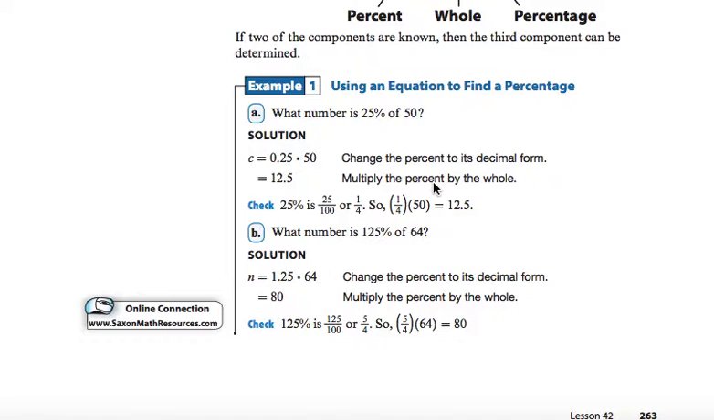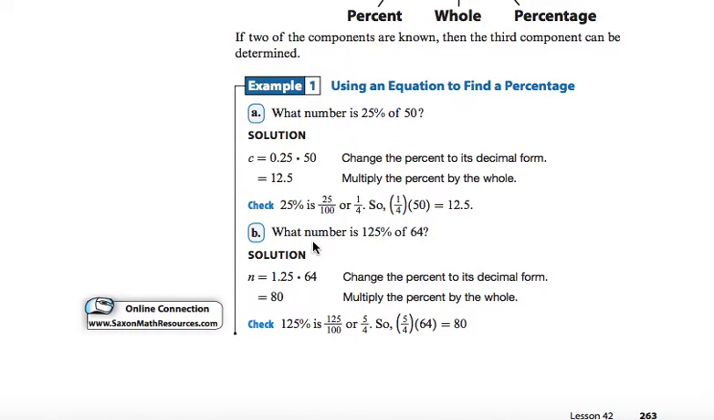In example 1, using this in an equation to find a percentage. It says, what number is 25% of 50? Basically, it's asking us to say 25% times 50. To do that, we change the percent to a decimal by moving that decimal point 2 places to the left. So 25% becomes 0.25. Then you multiply by 50. 0.25 times 50 is 12.5. So that number they're looking for, 12.5, is 25% of 50.